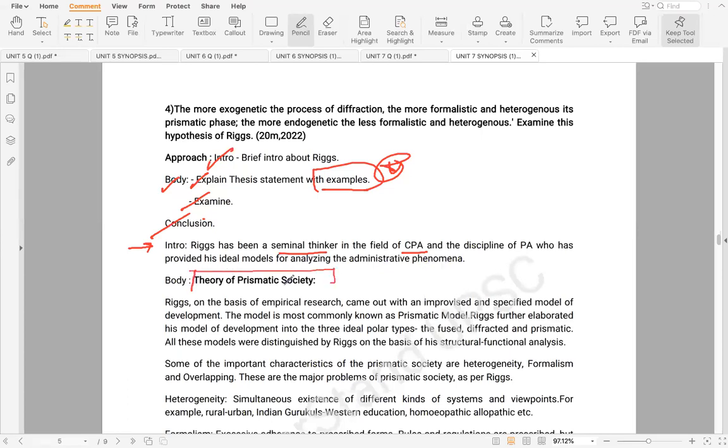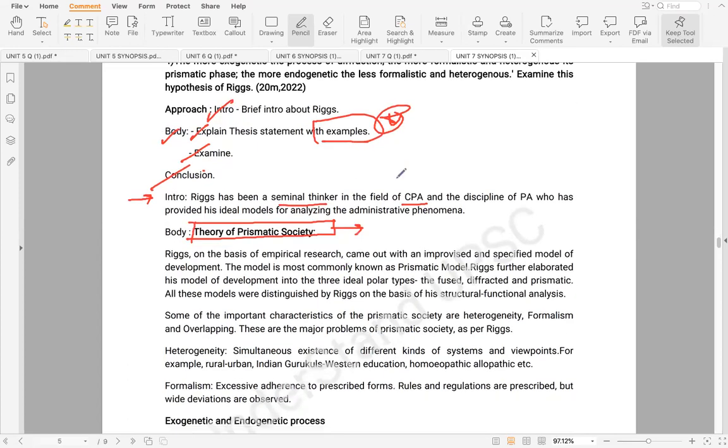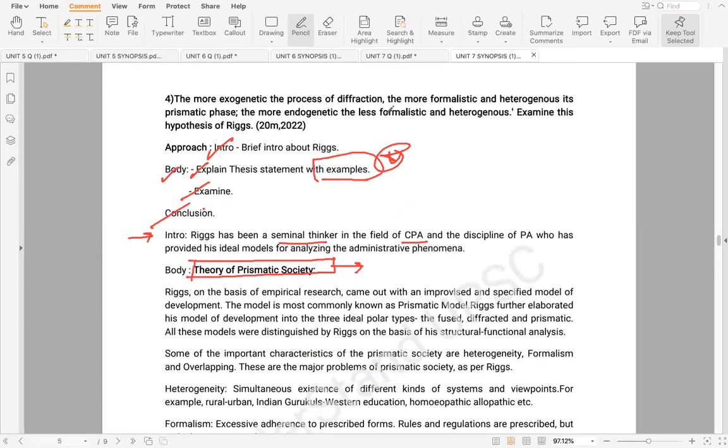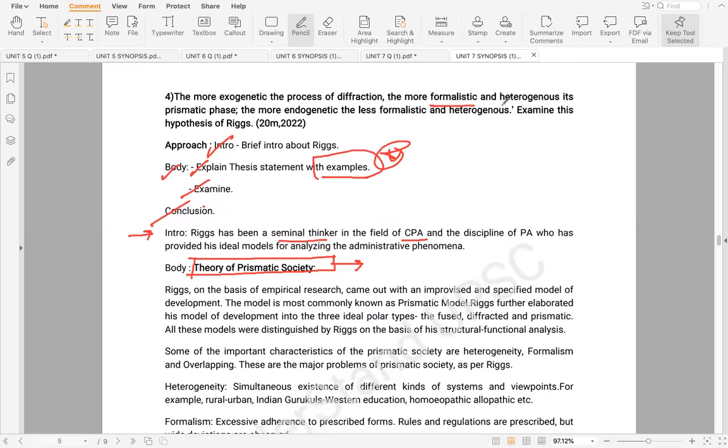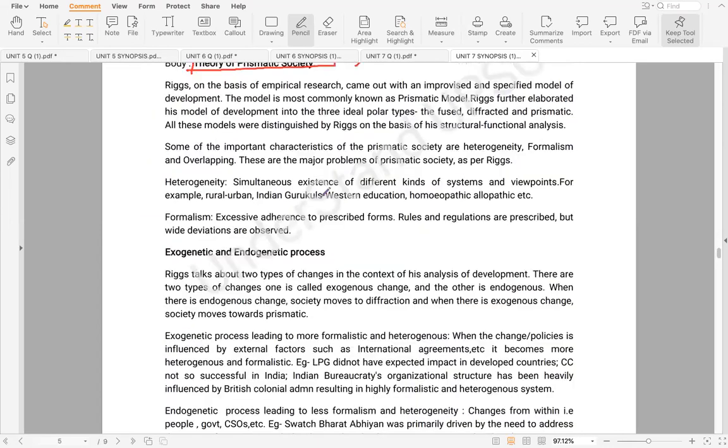Body: try to talk about the theory of prismatic society directly so that you have the keywords. Formalism and heterogeneity will come in with the prismatic society, and prismatic and diffraction will also come in. So Riggs, on the basis of empirical research, came out with an improvised and specified model of development. This model is commonly known as the prismatic model.